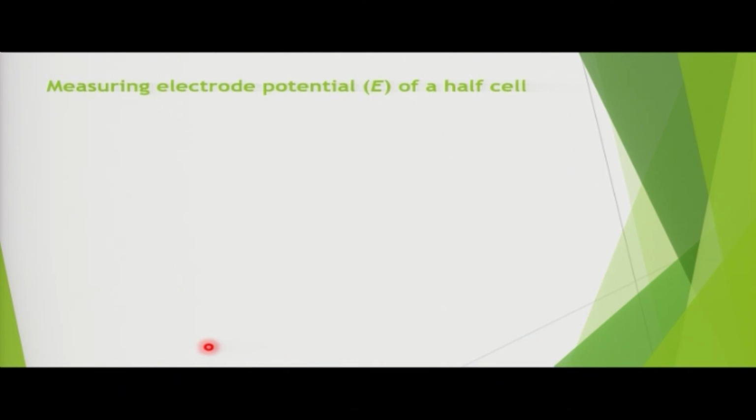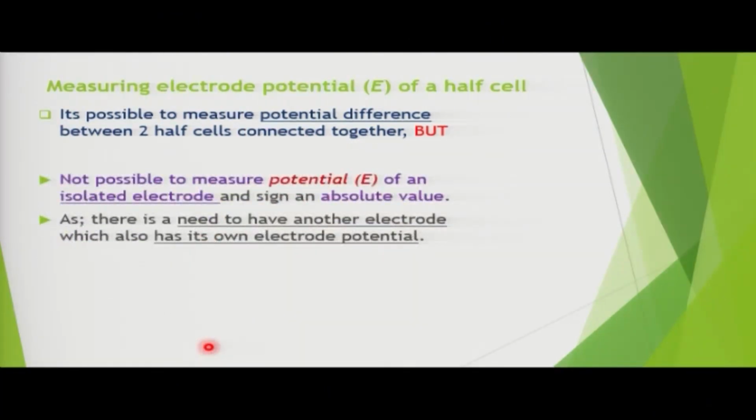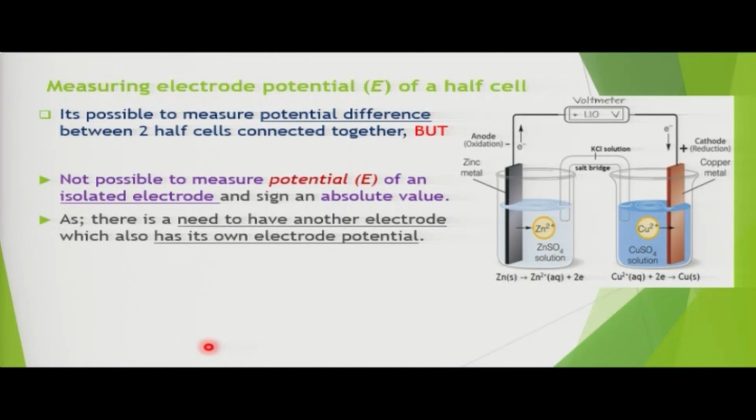Measuring the standard electrode potential of a half cell. A point to note is when two cells are connected, they create a potential difference. So you can measure a potential difference, but it's very, very hard to measure the potential for an isolated half cell. What do I mean in here?